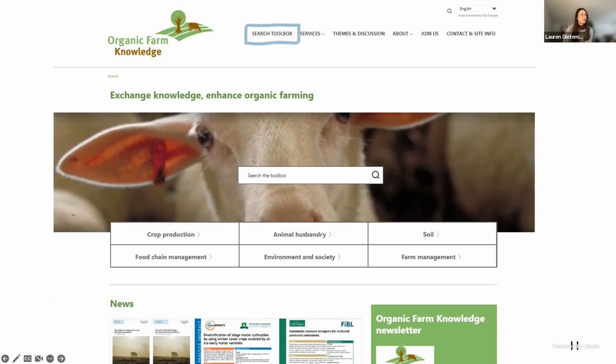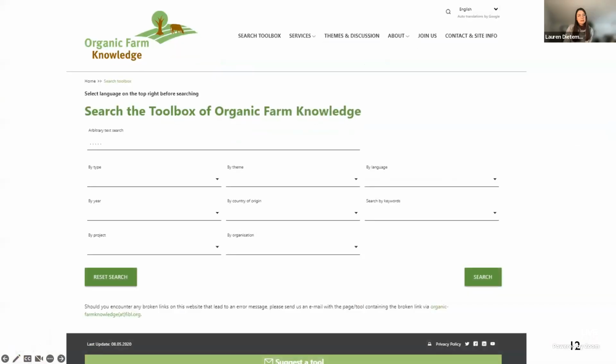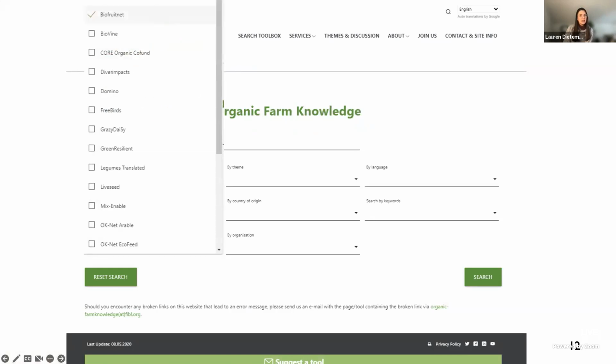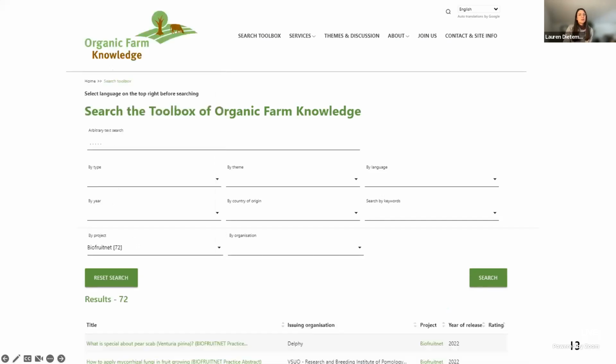If we go into Search Toolbox in the upper right, highlighted with the blue box, and click on Search by Project and go into the BIOFRUITNET project, as seen here, we find all the project tools available on Organic Farm Knowledge, which is at a current number of 72. One can utilize further filtering functions to find tools, for example, in your language.